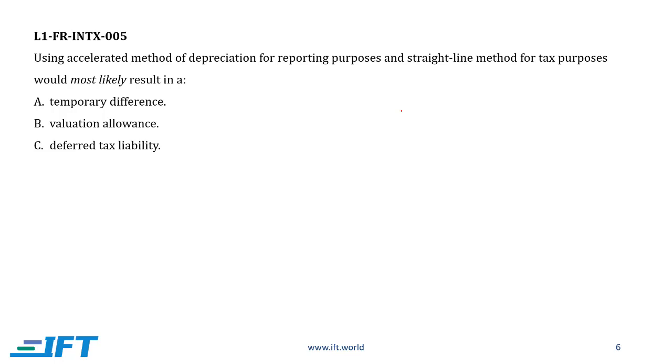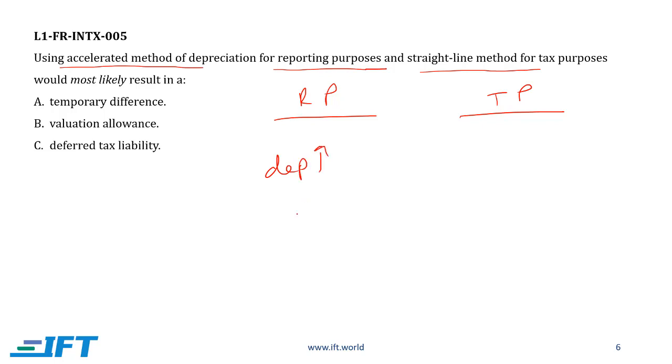Question number 5. Using accelerated method of depreciation for reporting purpose and straight line method for tax purpose would most likely result in what? So this is your reporting purpose and this is your tax purpose. So we are reporting accelerated method. Accelerated method is maybe your double declining. So depreciation expense is higher over here. So your earning before tax would be lower and your taxes would be lower.